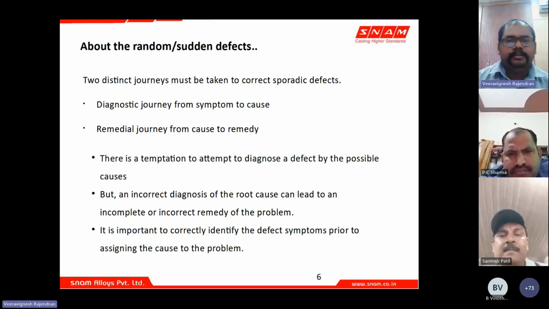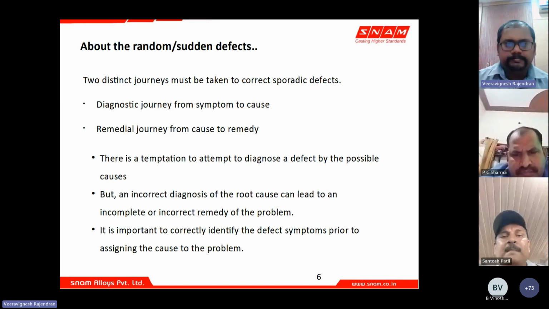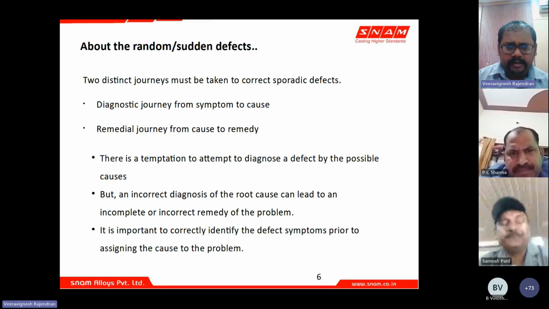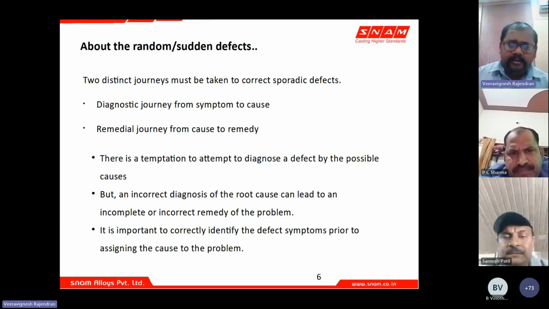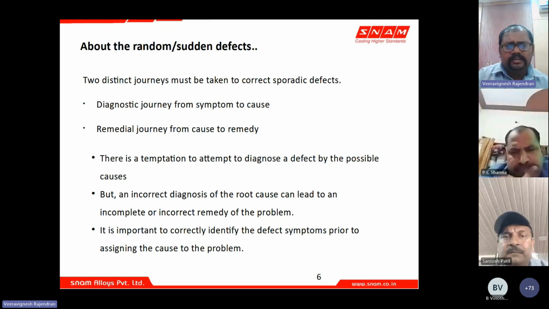When the monsoon starts, I have an action plan already ready. I'll preheat my ladle twice. I'll reduce my moisture. I keep checking the moisture content in the mold at increased intervals. I keep checking the permeability of the mold. So I've got action plans. But this uncommon defect, I do not know. It might happen today. The moment I leave my foundry, my operator or the second shift or third shift operator might call me telling that, sir, suddenly a defect has occurred. So for these random or sudden defects, we have got two journeys. First thing is the diagnostic journey.